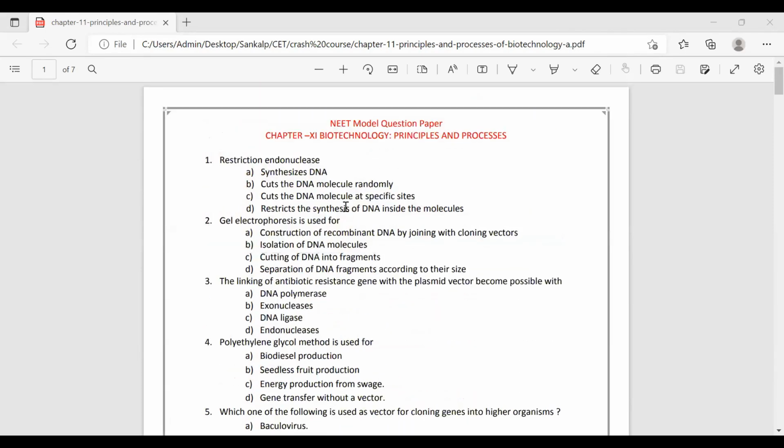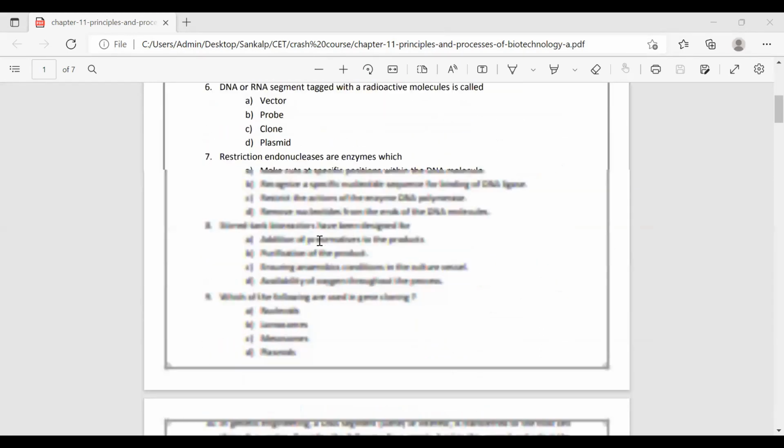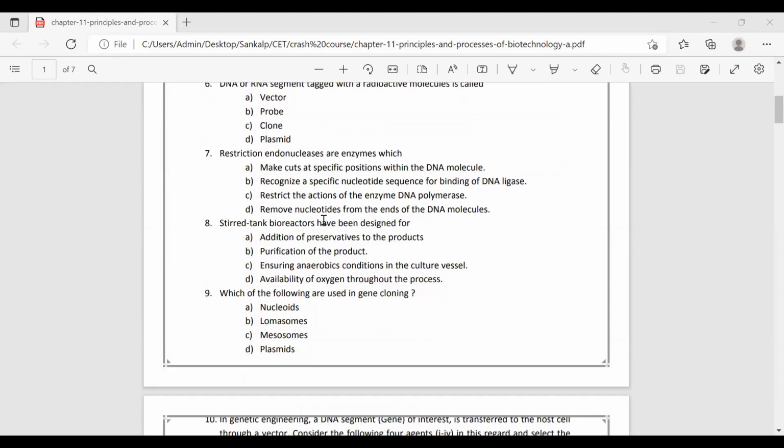See this seventh question and the first question. Here they asked the direct question, and there they asked about the enzymes. The sentences or statements are quite different, but the question is the same. Read the question twice and then answer.